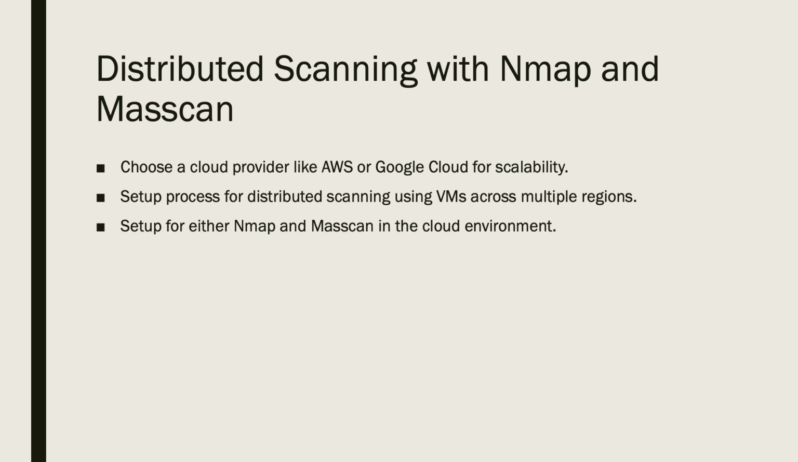And then to set it up, you want to make sure that you set up the VMs or the instances in the region that you are conducting the scan in. The whole point of distributed scanning is that you're going to have scanning done in one area or one region, and then another region as well. So you're going to have it in multiple places, and that's what makes it distributed. And then set up either Nmap or MassScan in the cloud environment. You can install Nmap or MassScan in your instance to conduct the scans in the specific region.